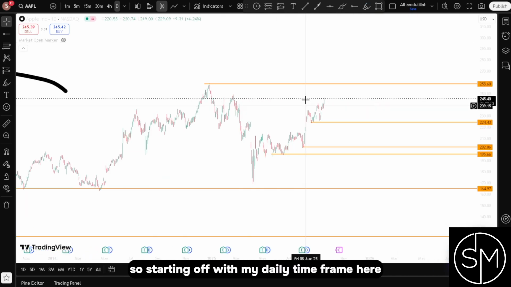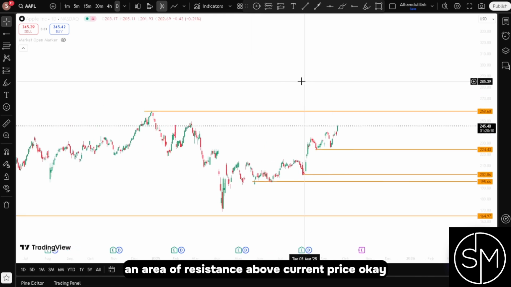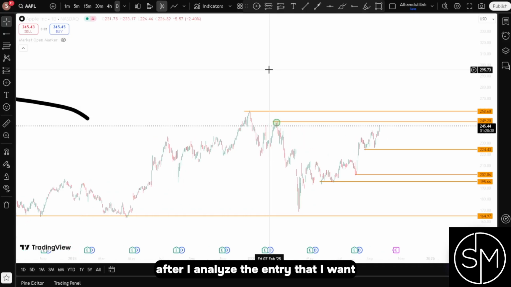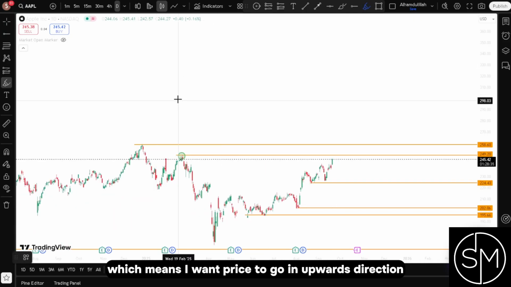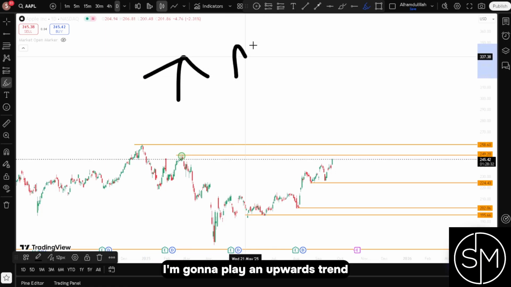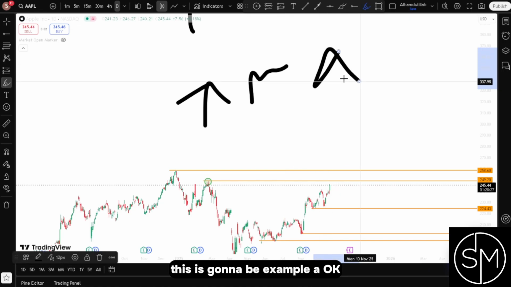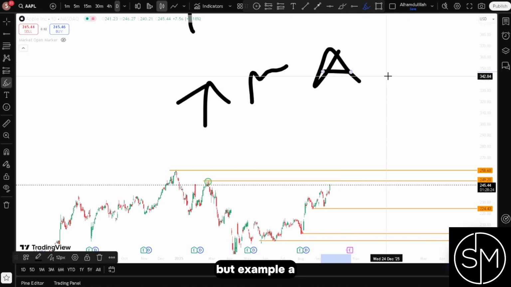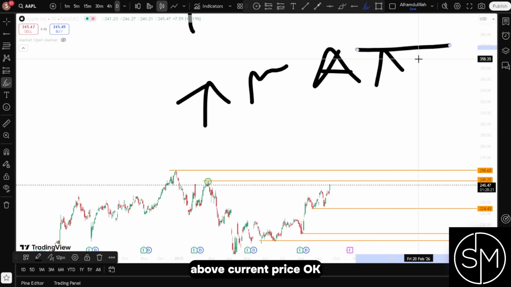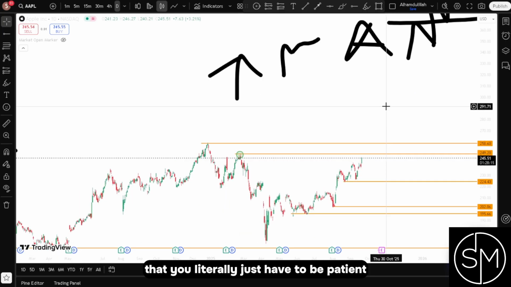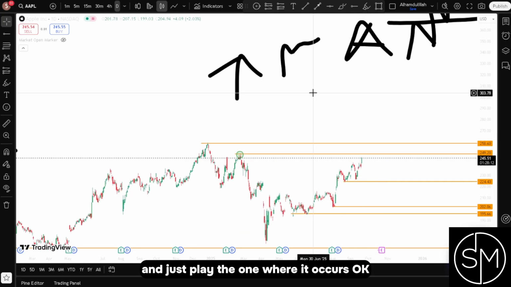Starting off with my daily time frame here, I like to look for an area of resistance above current price. Take this area of resistance over here, for example, to be broken after I analyze the entry that I want. If I'm looking for a long trade, which means I want price to go in an upwards direction, I'm going to play an upwards trend. Then I'm going to wait for either A, example A, and then we'll go over example B. Example A is when I'm waiting for an area of resistance above current price to be broken and turn into support. There are so many stocks that you literally just have to be patient and play the one where it occurs.